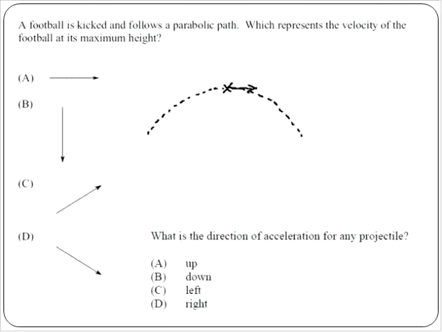So that means that there is only one possible answer right there. It's A. It has to be. Because at the maximum height, it's only moving horizontally. It's not moving vertically. So all we get is that horizontal line there, that horizontal vector.